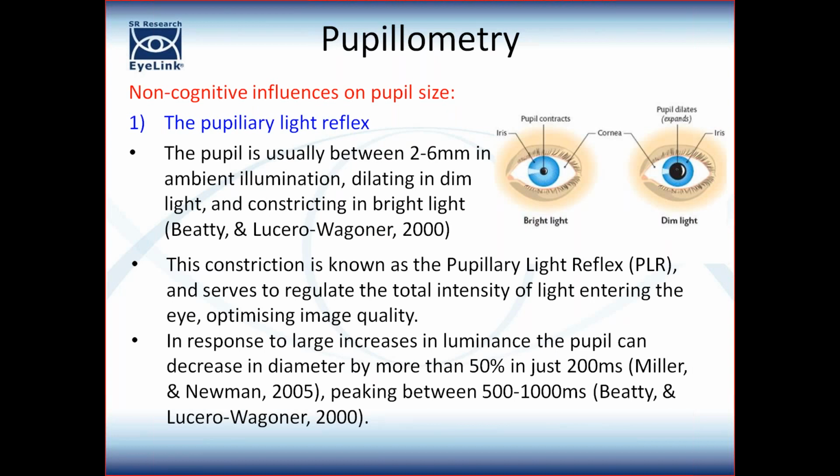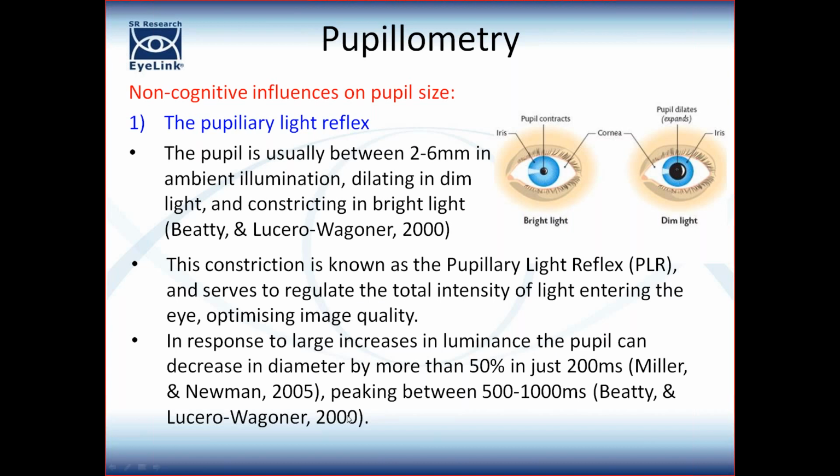I want to talk now about the non-cognitive influences on pupil size, because these are things that it's important to take into account when you're designing an experiment. The most obvious one is the pupillary light reflex, which is obvious. When you shine a light into an eye, the pupil will constrict. When it becomes dark, the pupil will dilate.